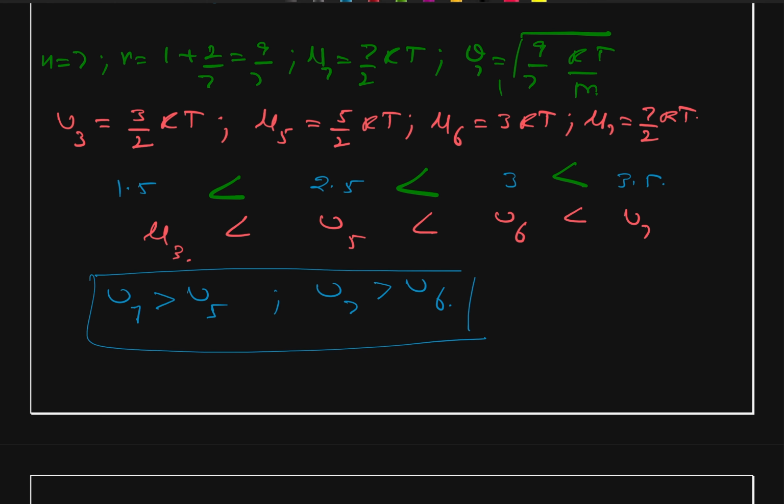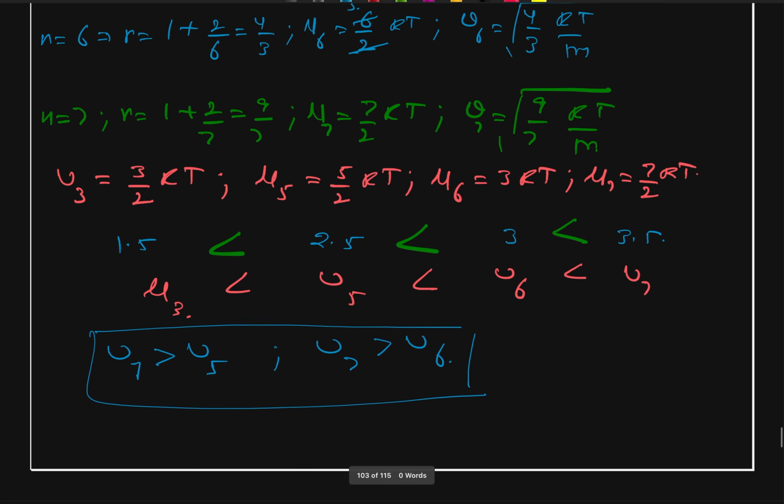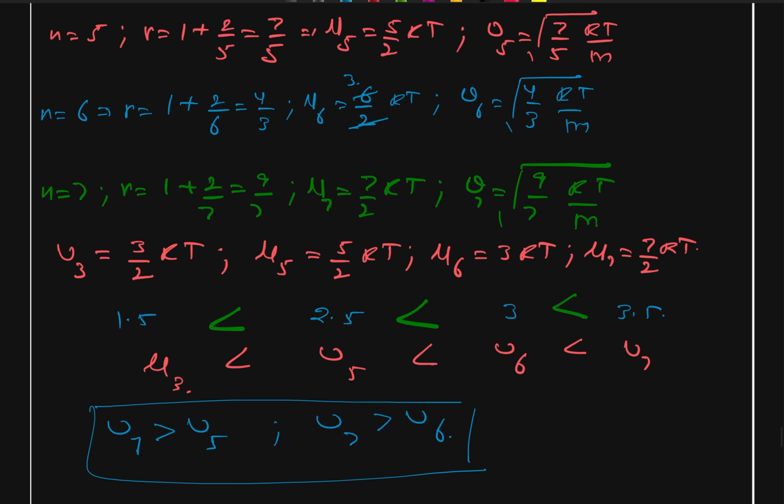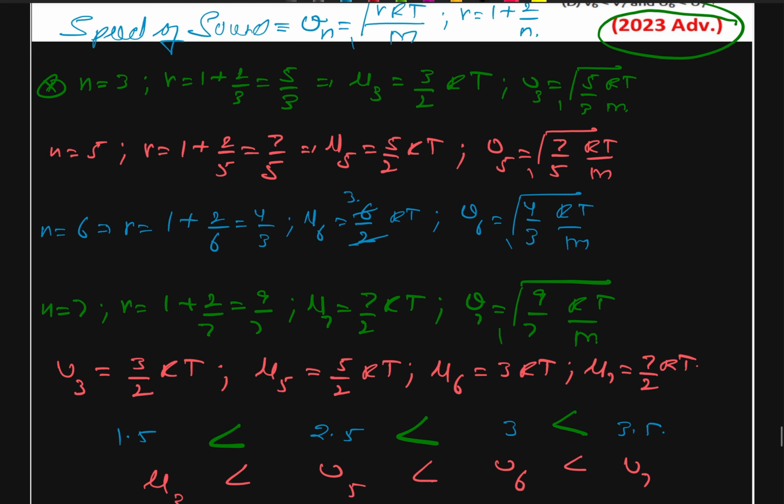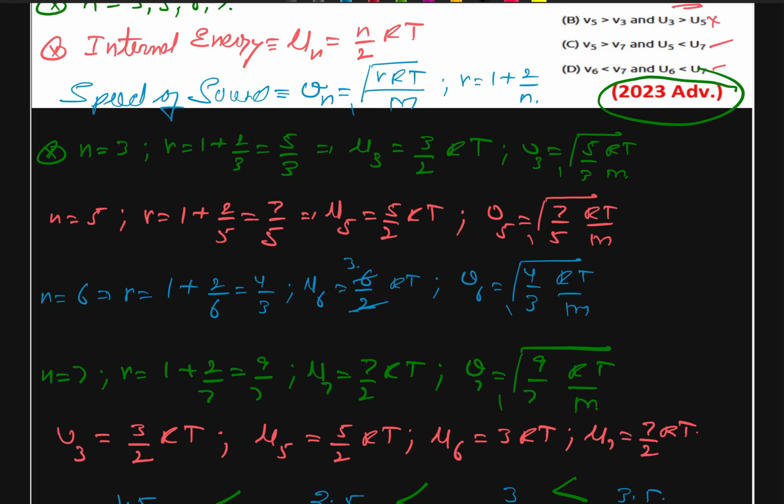And now we come to our velocity. For the velocity, the rest of the things will be the same, so that will be 5 by 3, 7 by 5, 4 by 3, and 7 by 9. So two options are there. V of 5 is greater than V of 7. V of 5 is 7.5, and V of 7 is 9 upon 7. So this is the correct one.